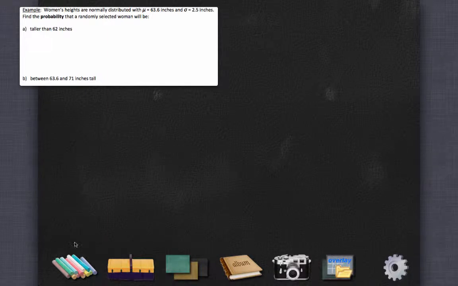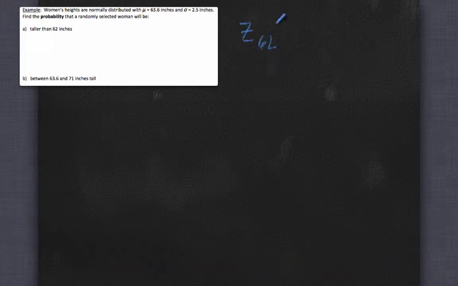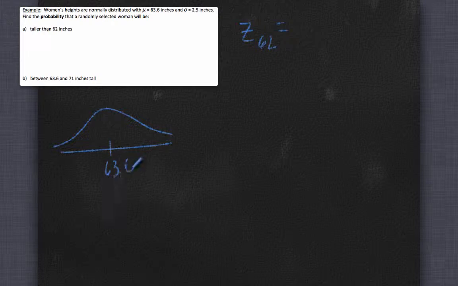Okay, so the first thing is the z-score for the 62-inch person. Over here, by the way, 63.6 is here, so 62 is going to be over there. And we're going to want taller, so this is what we want. If you sketch it, it'll help you figure out what to do. Just make sure and put them in the right order.